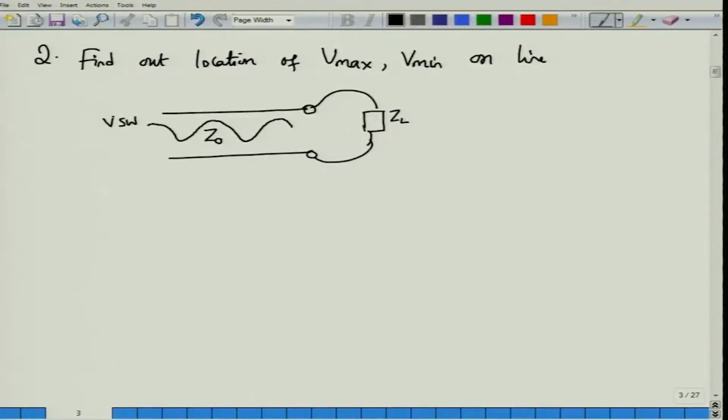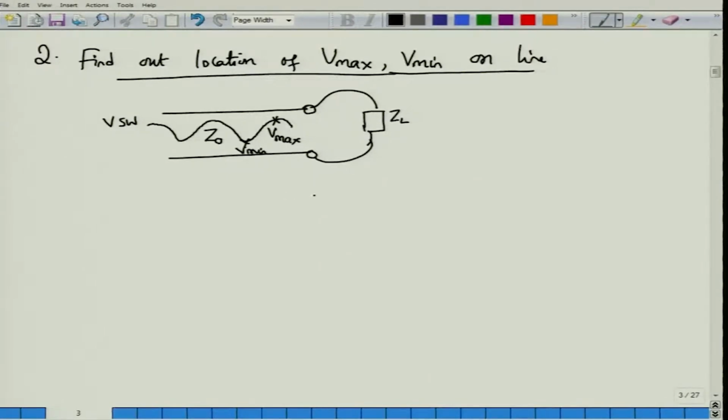This is not VSWR, but this is just the voltage standing wave pattern, and you would see a series of voltage maxima. So this is V max and this is V min. So depending on the load, you will have the locations of V max and V min to be different. How do I find out when we will hit the voltage maxima and the voltage minima on the line? Well, it is very simple.